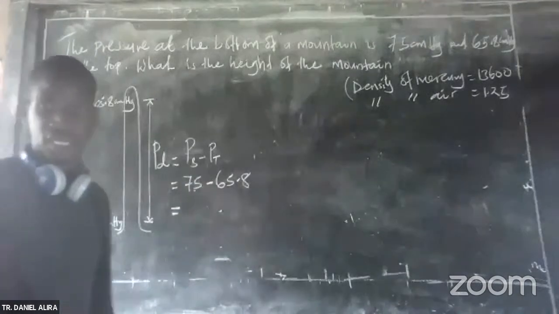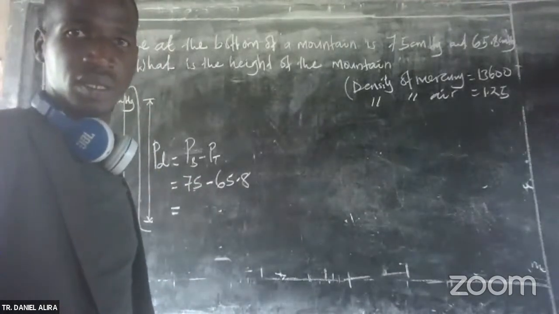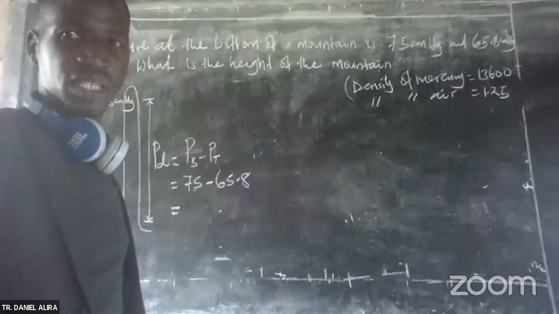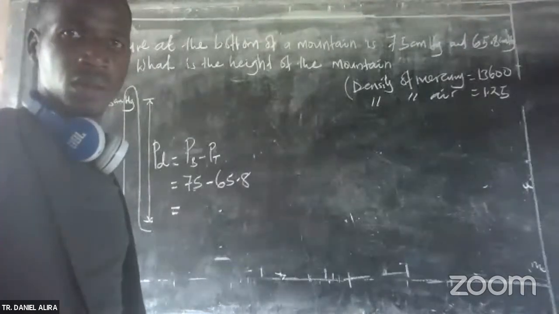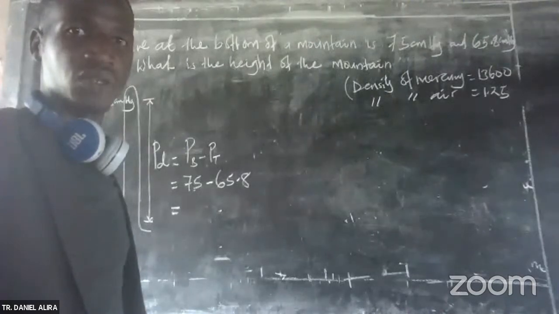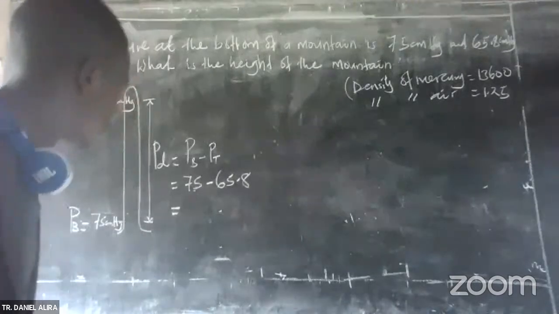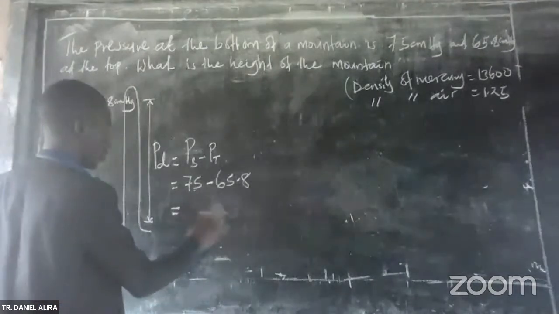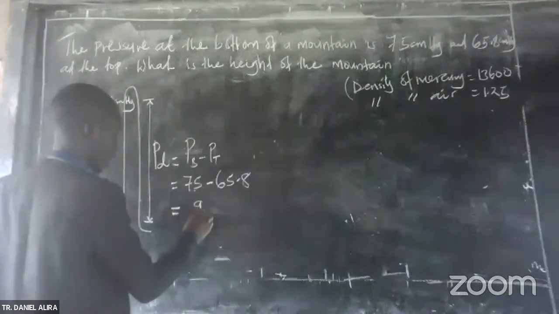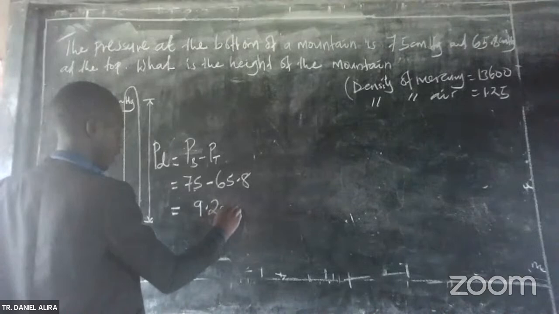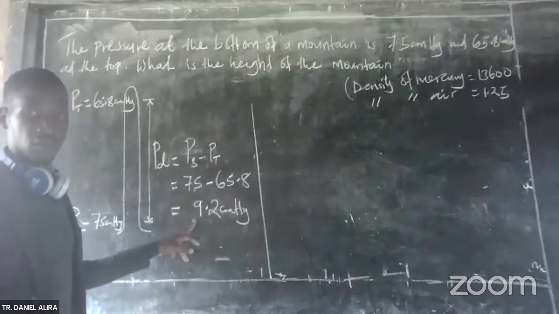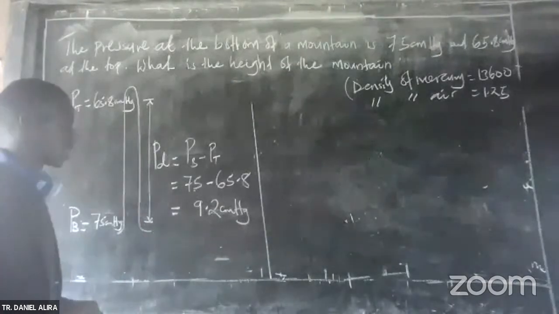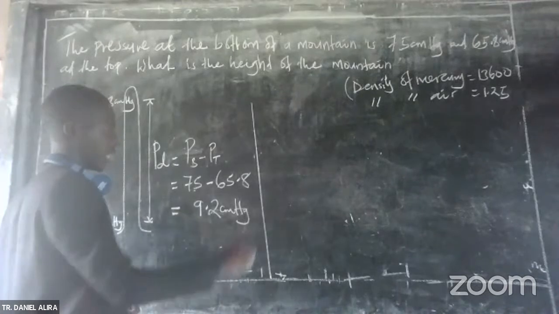Can you give us the answer? What, Joshua? 9.2. Ready? 9.2. Yes. Then from there, you convert to newtons per meter square.